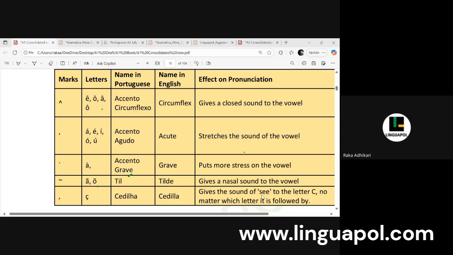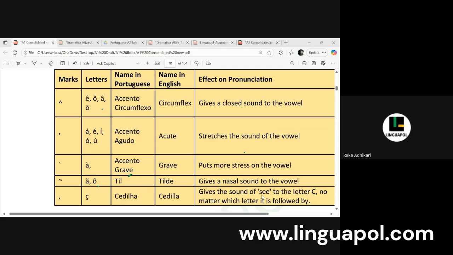Então, so these are the marks that mostly come with vowels and they have different roles. Okay. So some mark can mean that it will extend the sound of the particular vowel, or some mark can mean that it will bring a closed sound to the vowel, that is, we will not open our mouth too much while pronouncing the vowel. Some accent can give a nasal sound to the vowel. So in this way, there are different accents, and these accents have a specific role.